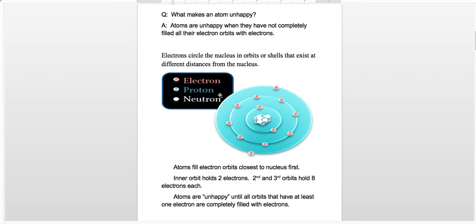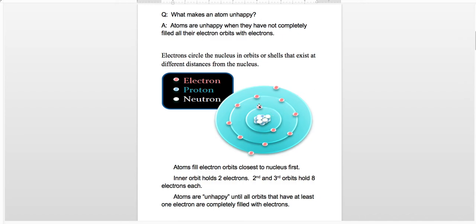So let's take a look at this particular atom. We won't name this atom, but we're just looking at the electrons here. Now, if you count the total number of electrons in this atom, you find 2 in the first orbit, 8 in the second, and then 2 in the third. So that's 2 plus 8 plus 2. That's 12 electrons total. So here's an atom with 12 electrons.